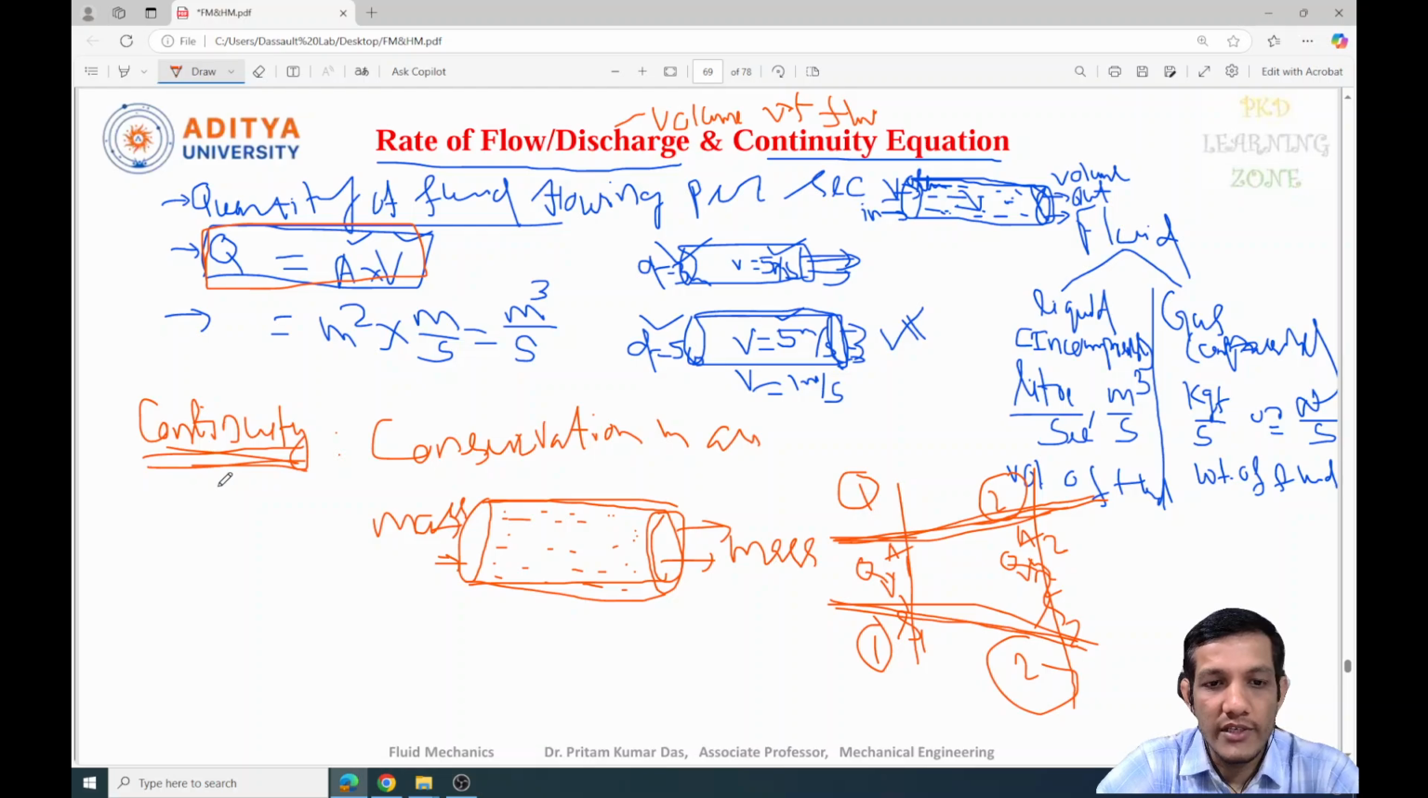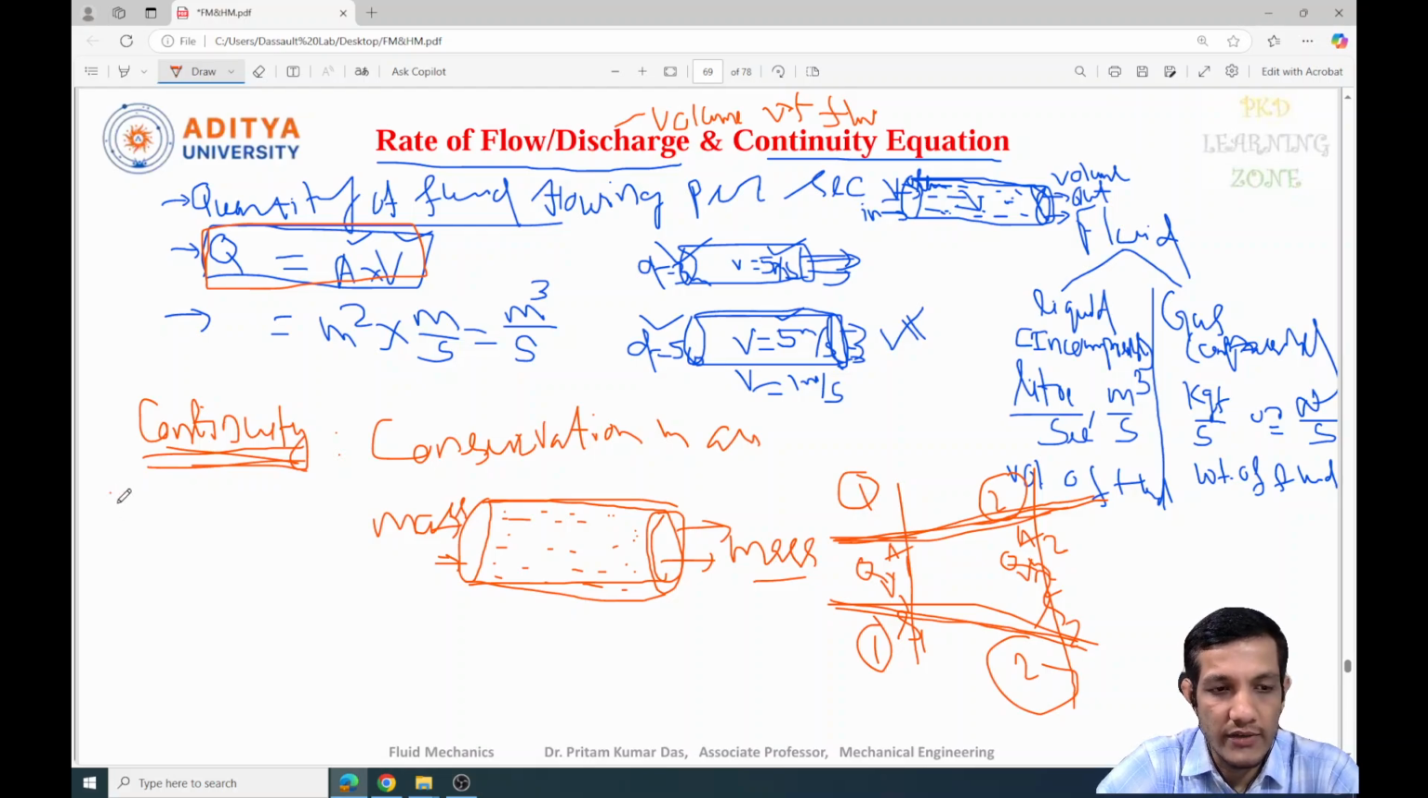So this we can also find out. What is the mass of fluid flowing per second? The same mass of fluid flowing per second is supposed to come outside here. So how can we derive this equation? As I told you, we can write the mass flow rate.